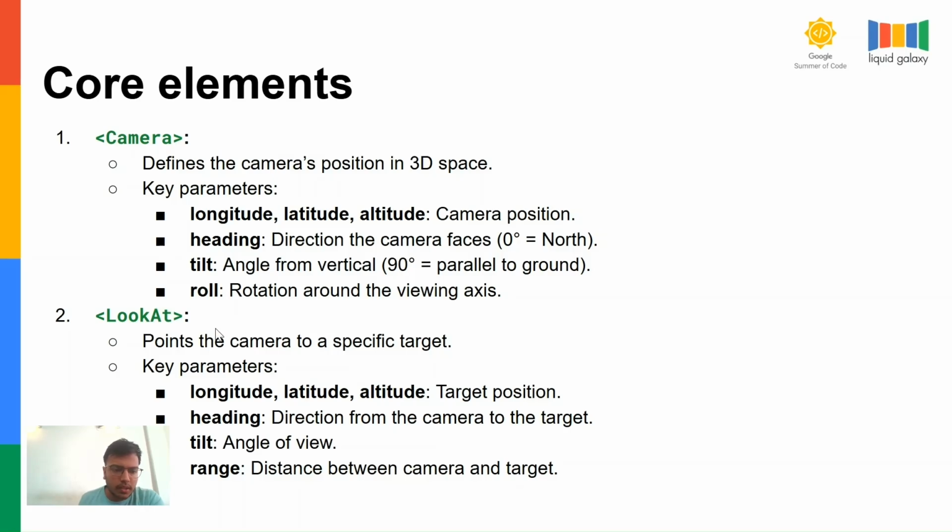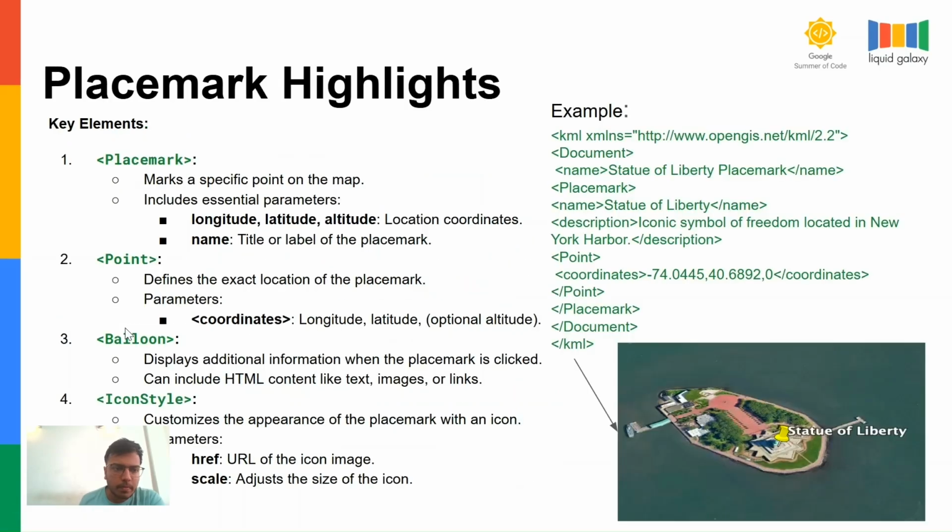So now the next thing is the LookAt. The LookAt tag points the camera to a specific target. The key parameters include the same longitude, latitude, altitude, heading, and tilt. However, we can see that the difference is that there's a range parameter with LookAt, which specifies the distance between the camera and the target. So this is the key difference between Camera and LookAt. If we want to do a 360-degree rotation, then we are going to select the Camera tag. If not, and we want just a distance-based view of a particular region, then we are going to use LookAt.